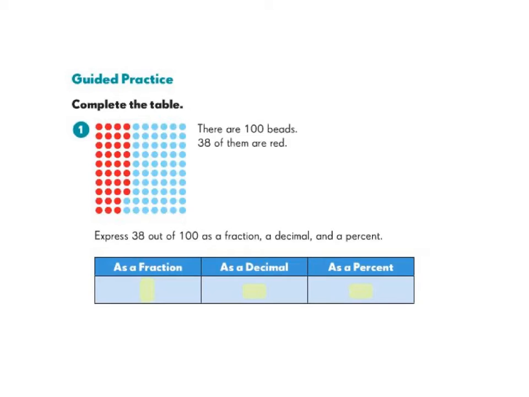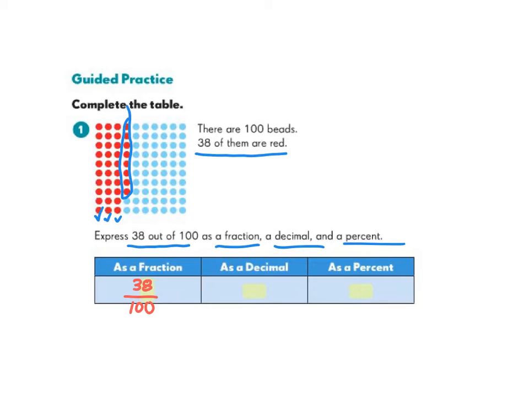Here's another example. We've got 10 rows of beads, and there are 10 in each row. It says 38 of them are red, 10, 20, 30, and yeah, I can see there's 8 there, so 38. Express 38 out of 100 as a fraction, a decimal, and a percent. Would you agree that there are 38, so the fraction would be 38 out of 100? Good, because that is correct.